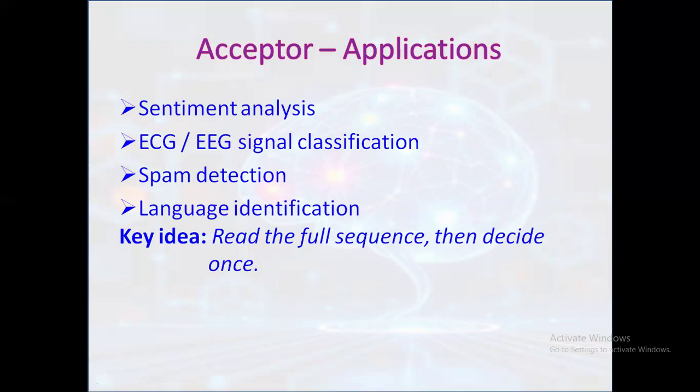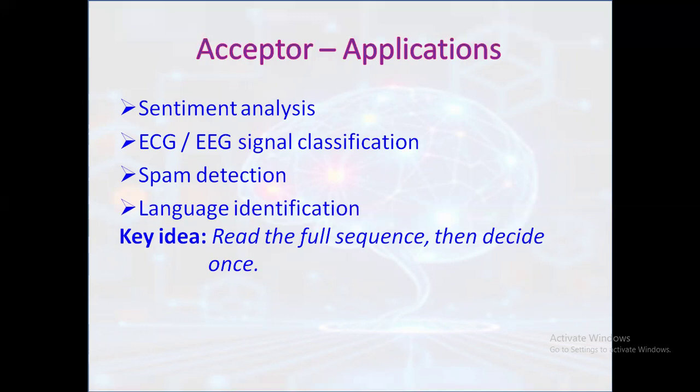So ECG signal classification, spam detection, and language identification, where one final decision must be made after observing the full sequence. Read a full sequence, then decide once. The acceptor pattern reads the entire input sequence first, and then produces one final output using the last hidden state. That means read the full sequence, then decide once, using the last hidden state.